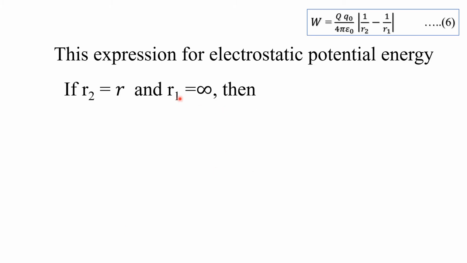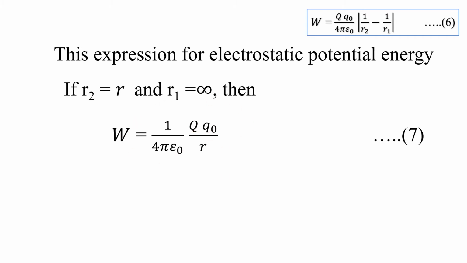If R2 is equal to R and R1 is equal to infinity, that is, if the positive charge Q0 is placed at infinity, then we can write R1 is equal to infinity and R2 can be written as R. So put this value in equation number 6. After putting this value, we get 1 upon R and minus 1 upon R1, where R1 is equal to infinity. Here 1 upon infinity is equal to 0. Therefore W is equal to 1 upon 4 pi epsilon 0 Q Q0 upon R. This is equation number 7.